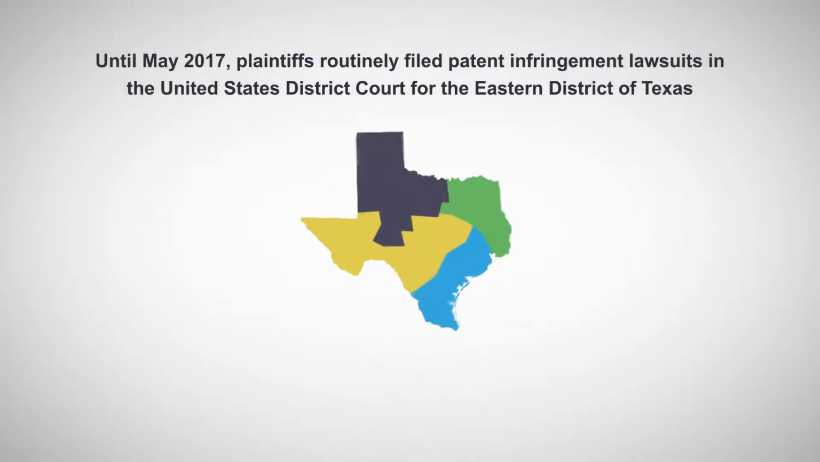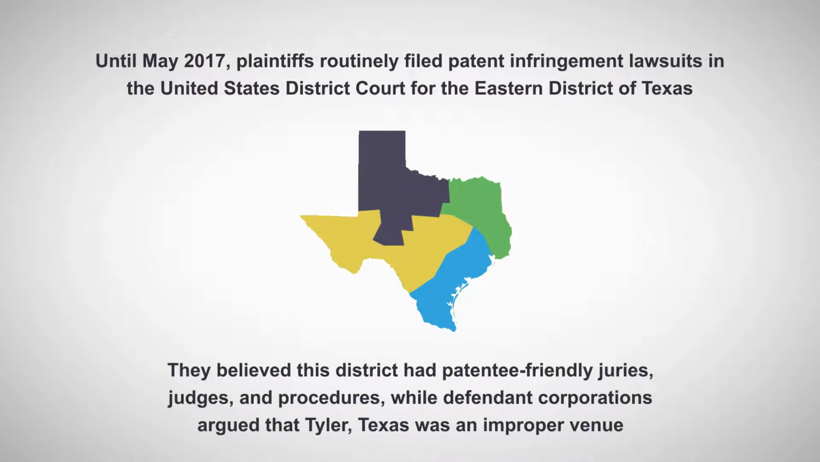Until May 2017, plaintiffs routinely filed patent infringement lawsuits in the U.S. District Court for the Eastern District of Texas because they believed that this district had patentee-friendly juries, judges, and procedures, while defendant corporations argued that Tyler, Texas was an improper venue.